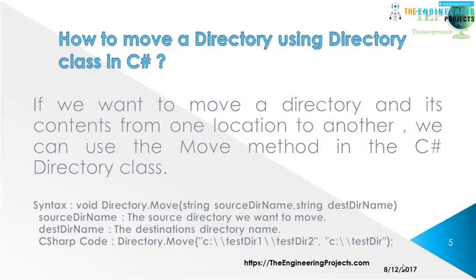If we want to move a directory and its content from one location to another location, we can use the Move method in the C# Directory class, such as Directory.Move in parentheses, double quotation marks, the first path which you want to move, and then after a comma, the path where you want to move the directory.